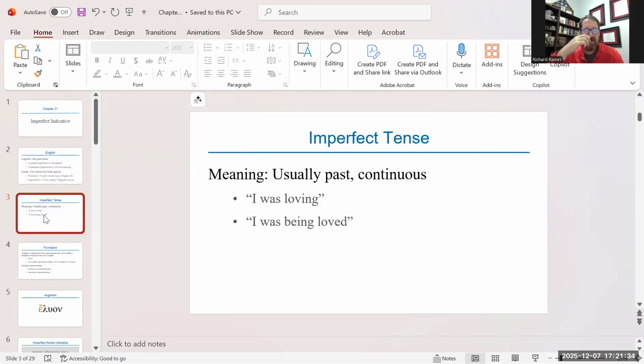So it's linear. This really matters when you start to do exegesis, and you're exegeting a New Testament passage and you come upon the imperfect tense. The imperfect tense is not just something that happened in the past, but it's linear action in the past. I was loving, I was being loved.